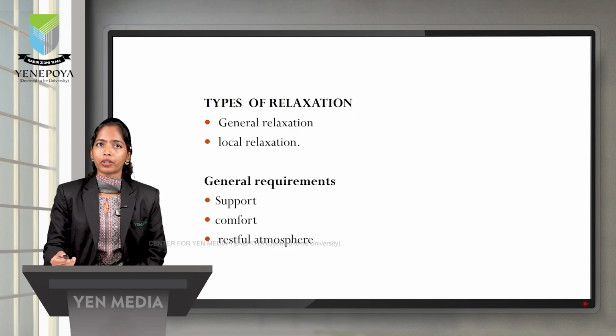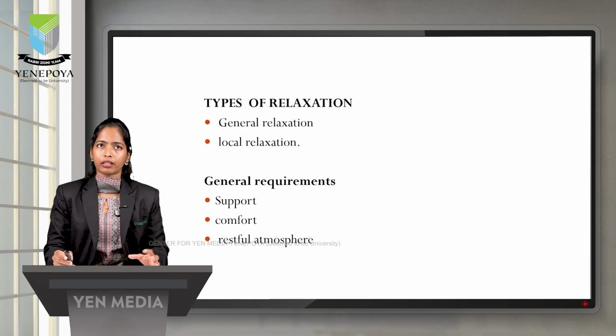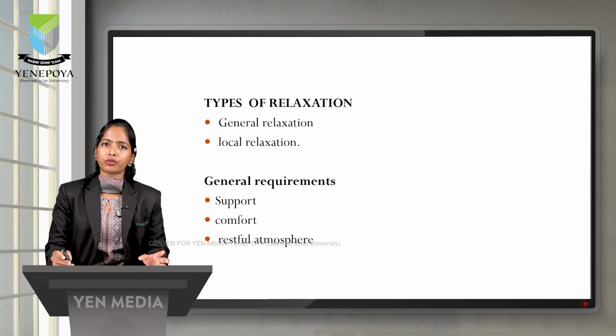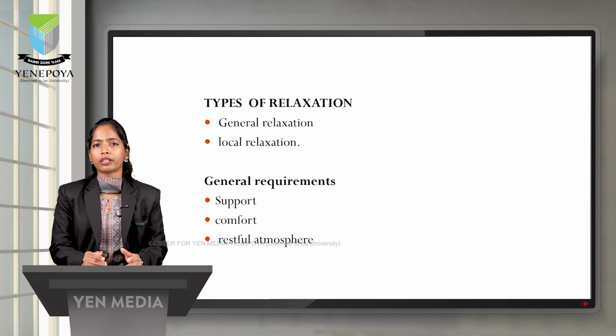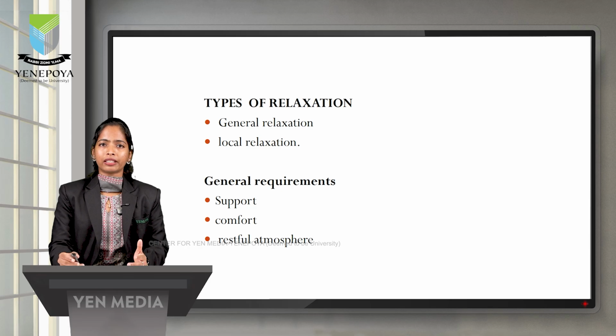There are two types of relaxation. First one is general relaxation and the second one is local relaxation. General relaxation is for the entire body, and local relaxation is for a particular part of the body if there is any injury or something like that. Okay, so local relaxation is when a part of the body is affected. Now particularly, let's consider the knee joint. We want to keep that knee joint in a relaxed position. That is local relaxation. But general relaxation is related to the entire body.